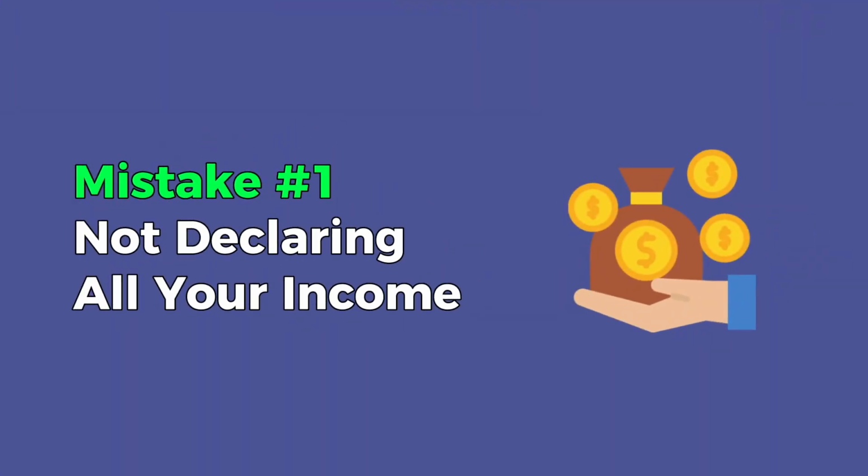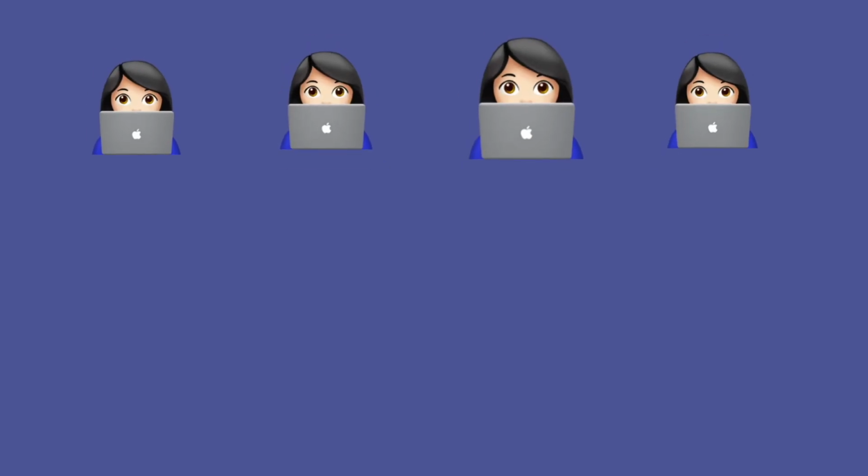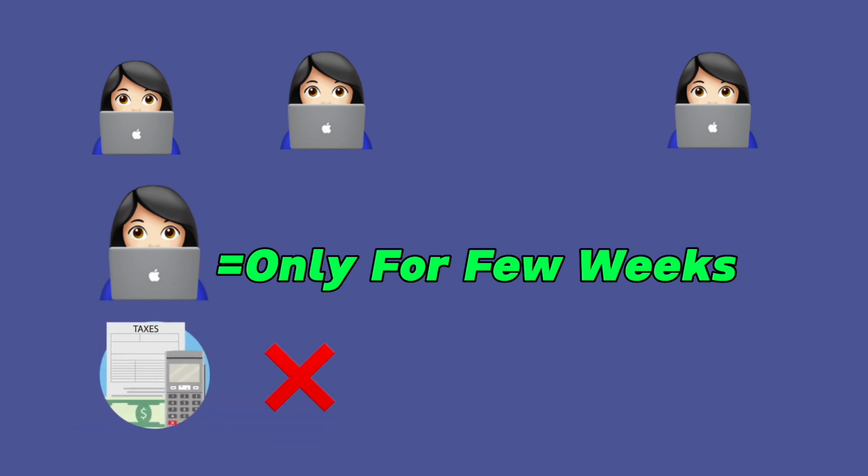So mistake number 1, not declaring all your income. Let's talk about this mistake with an example of my own wife. A long time back, she worked in 4 different jobs in one financial year, and one of the jobs was only for a few weeks, so she forgot to report it on her tax return. What ended up happening was the tax office actually caught this mistake and they charged her a penalty, which she accepted as her mistake and ended up paying. And you don't want to be in the same situation because the penalty was quite high.